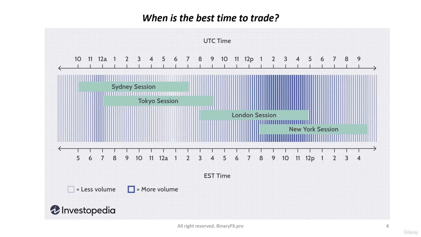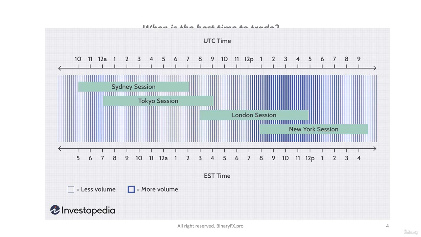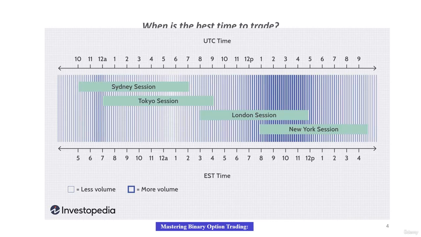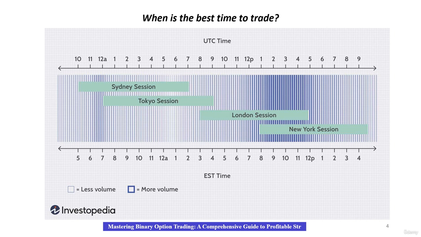Here you can see more bars means more volume. From here you can also see the sessions. I mean the Sydney session starts first, then the Tokyo session, followed by the London session, and the last one is the New York session. So usually the trading during the overlap time of the sessions means the volume is getting higher. It is a good time to trade.